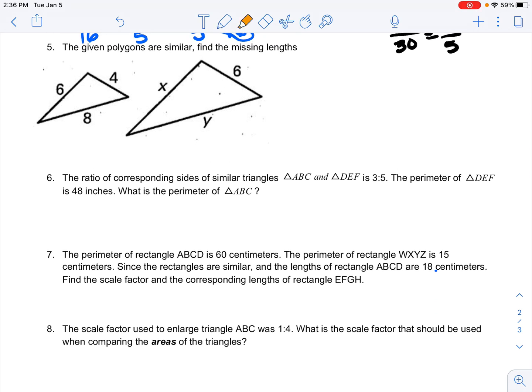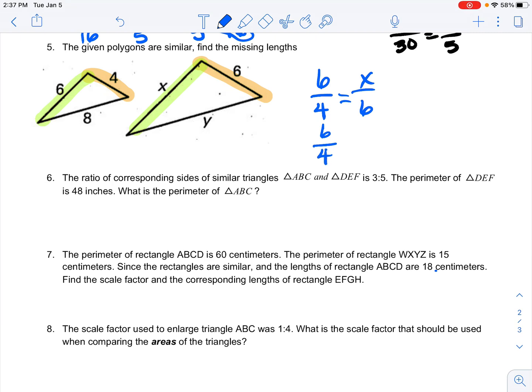So remember, we have to focus on corresponding parts. So 6 corresponds to the 4. That becomes our first part of our proportion. And then we're always going to keep the sides matching. So if we're going to put X on the top, we would then have to put 6 on the bottom.